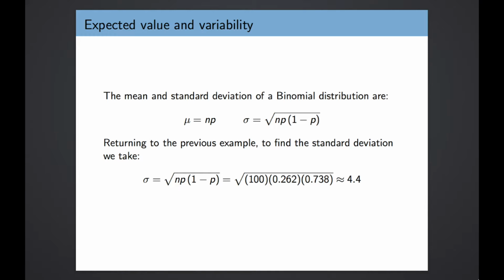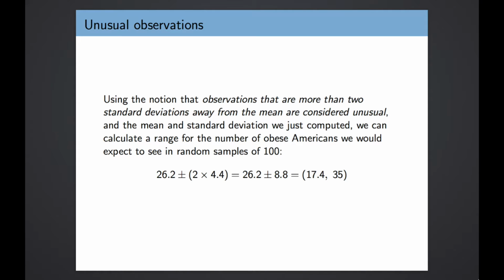So in the example that we were just talking about, N is equal to 100, P is equal to 0.262, and 1 minus P is equal to 0.738. So if we multiply those three quantities together and take the square root, we find a standard deviation of about 4.4. So we already found that the mean of the distribution that we were just looking at is 26.2. So we would expect that on average 26.2 of the people in our 100-person sample would be obese.